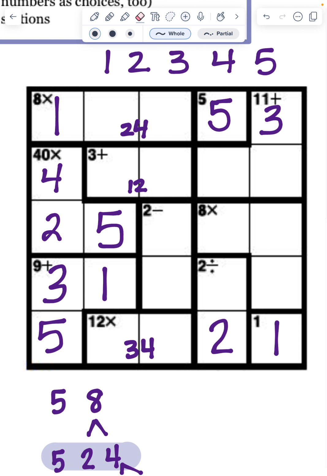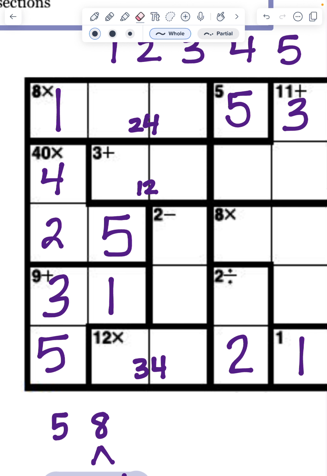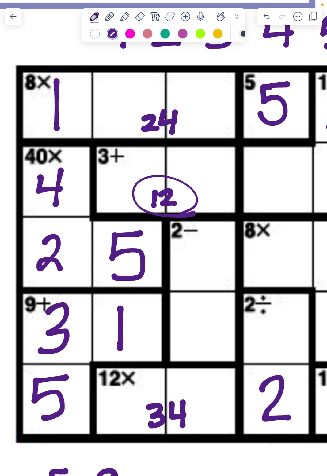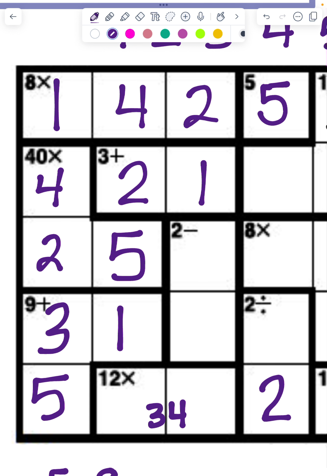So for me, I just did the 1. Now I am going to look up and see that that prevents a 1 from going right here in the 3 plus section. That means the 2 has to go in that left box, and the 1 has to go on the right. And then right above that, that means the 2 can't go here, so the 4 has to go on the left, and the 2 has to go on the right.